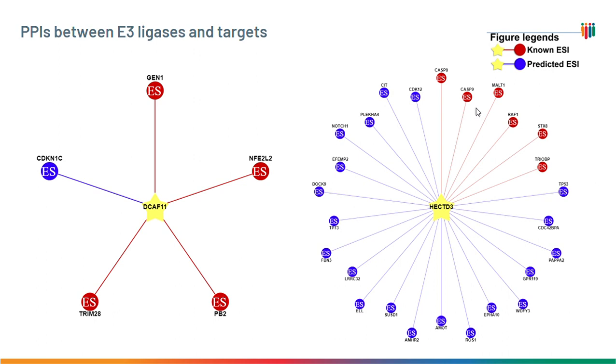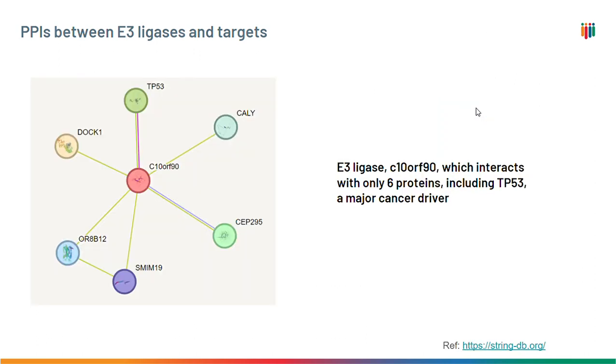After that, we look for other E3 ligases. We found one interesting thing: this E3 ligase, C10ORF19, is coming up in the curated list. So we looked at its other profiles, and when we checked the protein-protein interaction for this E3 ligase, you can easily see that the number of substrates is only 6.